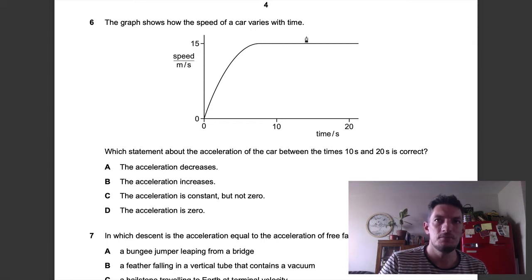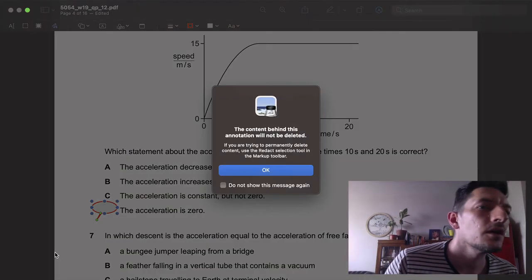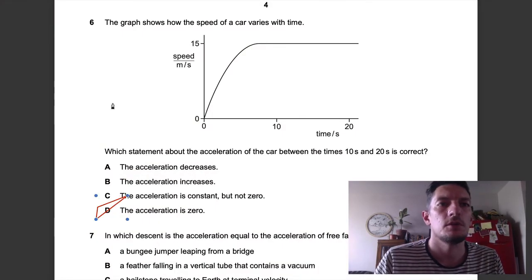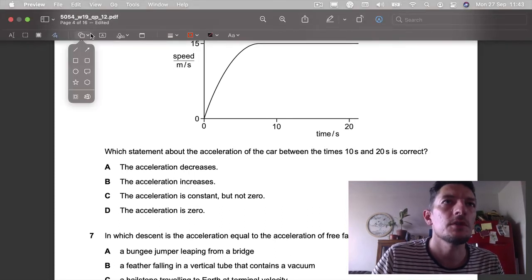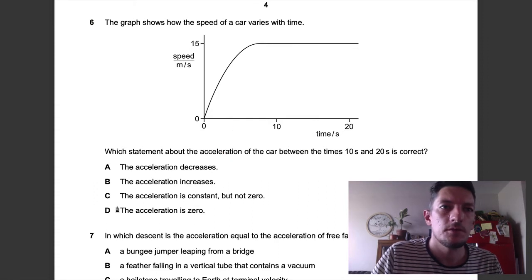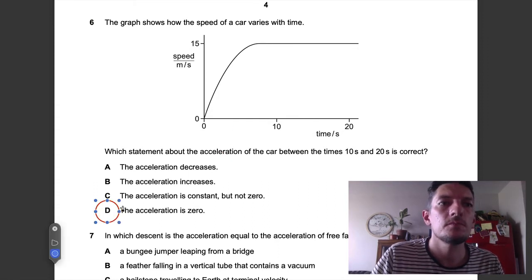The speed remained flat. The speed didn't change. So is it correct to say the acceleration decreases? The acceleration increases. The acceleration is constant but not zero, or the acceleration is zero. If your speed doesn't change, then you're not accelerating. And so the acceleration is 0. Yes.